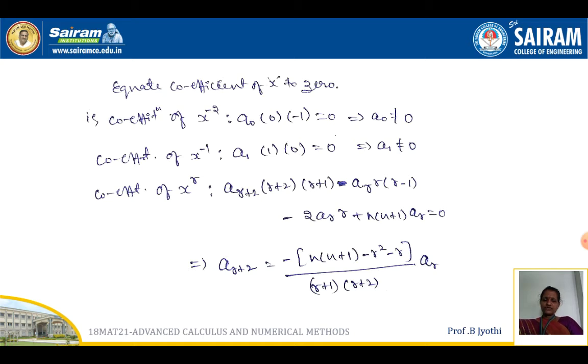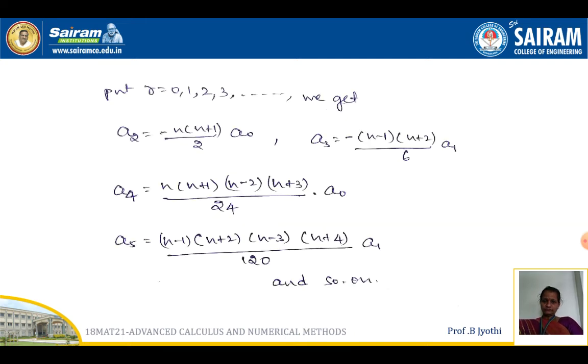So, after taking everything to the right hand side and simplification, what we get is ar plus 2 is equal to minus of n minus r into n plus r plus 1, that is n into n plus 1 minus r square minus r, into ar, divided by r plus 1 into r plus 2. By taking the ar outside, it is divided by r plus 1 into r plus 2, we get it. Put r is equal to 0, 1, 2, 3, etc.